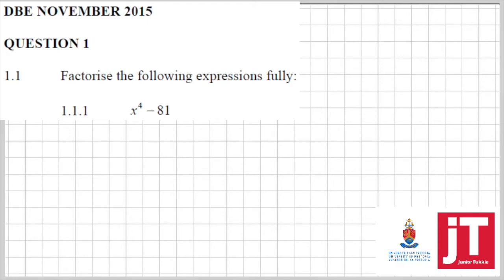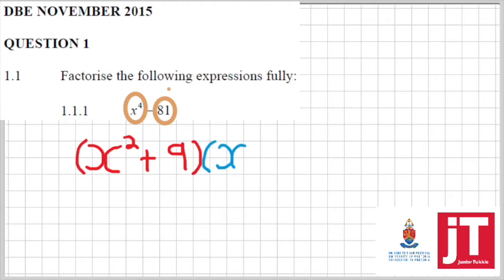Immediately, you should realize that the x to the power 4 and the 81 are both perfect squares. So you're dealing with a difference of two squares, implying that our factors would be x squared plus 9 in the first, and you're going to have x squared minus 9 in the second.